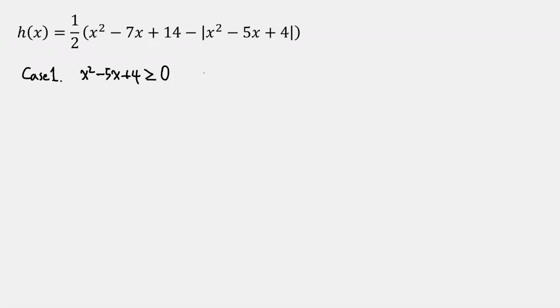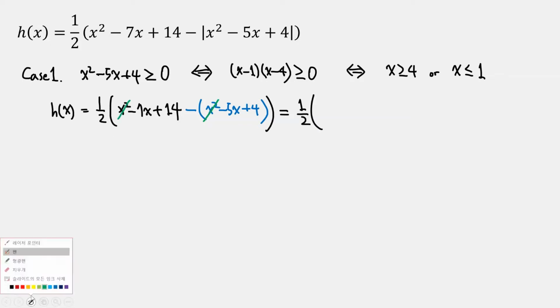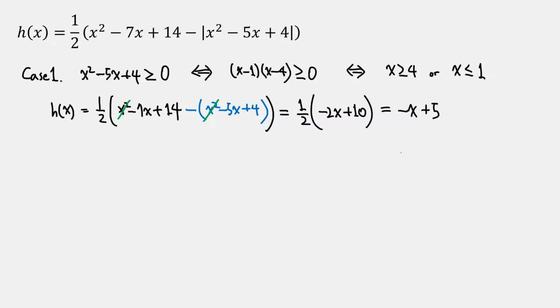So first, consider a case where x squared minus 5x plus 4 is positive or 0. If we factor the left-hand side, this is equivalent to (x minus 1) times (x minus 4) is either positive or 0, which is again equivalent to x is greater than or equal to 4 or x is less than or equal to 1. In this case, we have minus (x squared minus 5x plus 4) here. So we have 1/2 times this, x squared terms cancel out, and we have minus 2x plus 10. So we have minus x plus 5. So we have this expression in this interval.